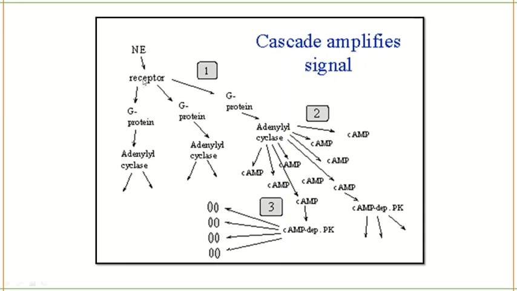So one receptor will activate several G proteins, one adenylyl cyclase will convert several cyclic AMPs, and this protein kinase A will phosphorylate several proteins or enzymes. You can see here the amplification is taking place by the help of your enzymes. The protein kinase A, adenylyl cyclase, all of these are amplifying the products because they are enzymes.